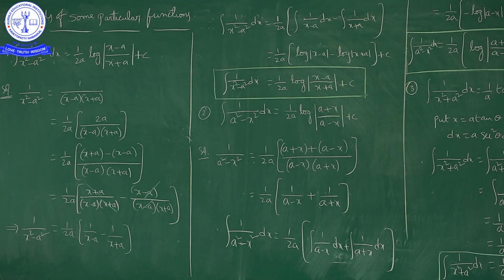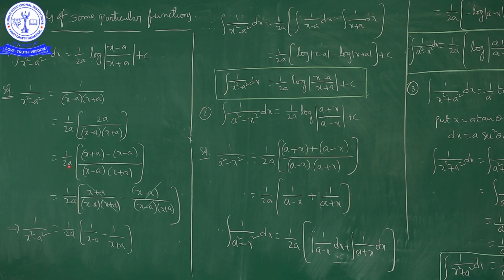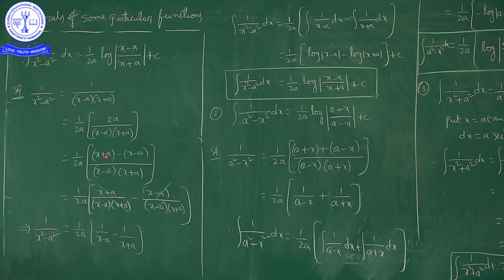So here, what we did first: the denominator is of the form a square minus b square, a minus b into a plus b, so we wrote x minus a into x plus a. The numerator is 1. How are we writing that 1? We are writing the difference of these two terms, x plus a minus of x minus a. The numerator is 2a, so we divide with 2a. So x plus a upon x minus a into x plus a, x plus a cancels, 1 by x minus a, and x minus a upon x minus a into x plus a, x minus a cancels, 1 by x plus a.